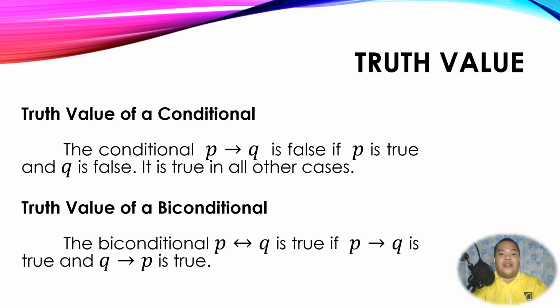The truth value of a biconditional. The biconditional P if and only if Q is true if P implies Q is true and Q implies P is true. I know what you're thinking. Let us explore them slowly.